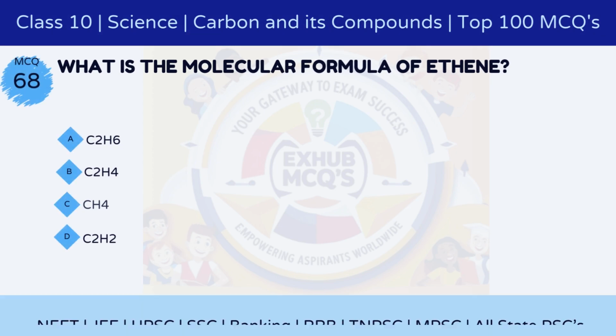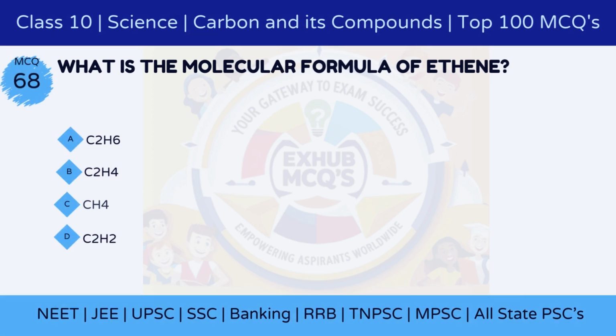MCQ 68. What is the molecular formula of ethene? Option A, C2H6. Option B, C2H4. Option C, CH4. Option D, C2.